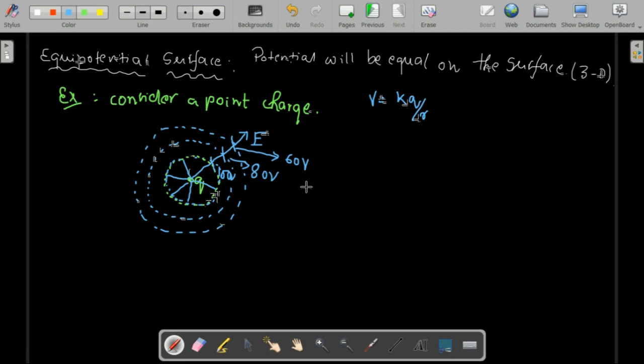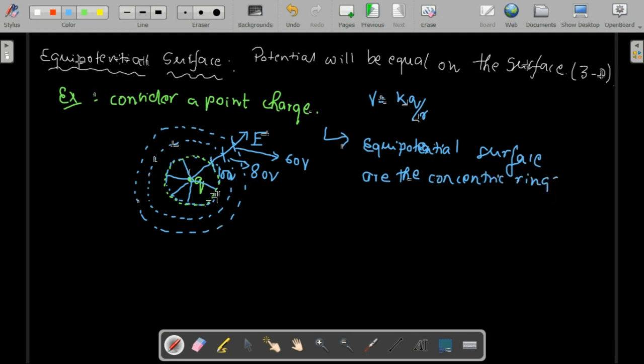So basically for a point charge, the question might be to draw the equipotential surface. You can simply write down that the equipotential surfaces are the concentric rings.